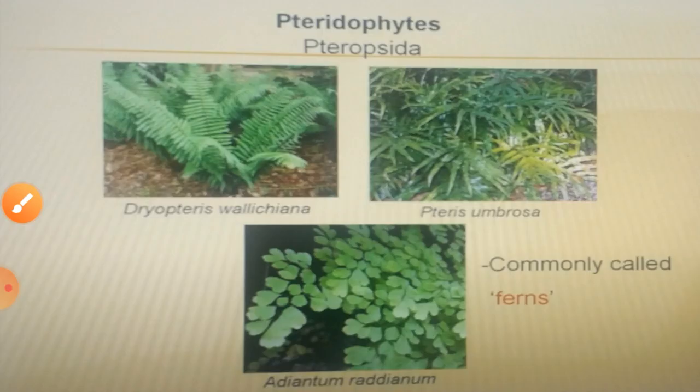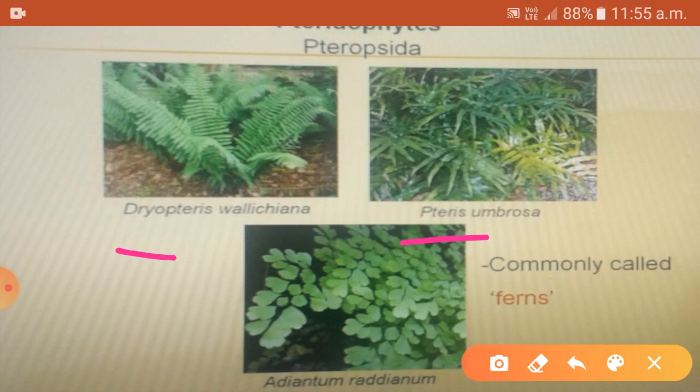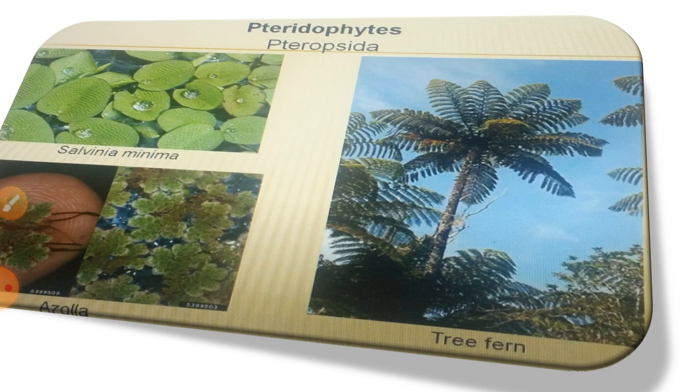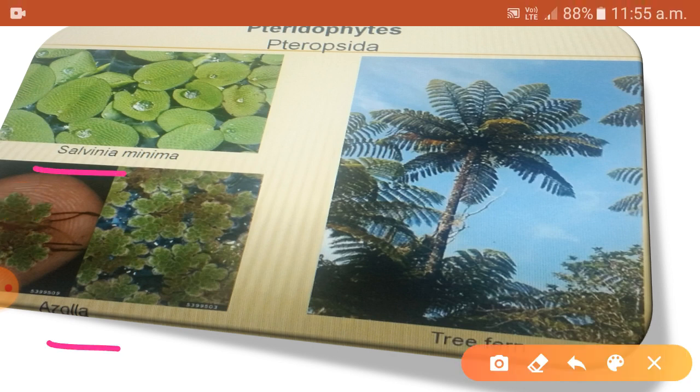Now let's learn about the fourth class, that is Pteropsida. Members belonging to the genera Dryopteris, Pteris and Adiantum are some examples of this group. The members of the class Pteropsida are commonly called ferns. I am pretty sure that you will be very familiar with this group of pteridophytes, especially due to their typical look. But some members of Pteropsida like Salvinia, Azolla and tree ferns may not have that typical fern look.